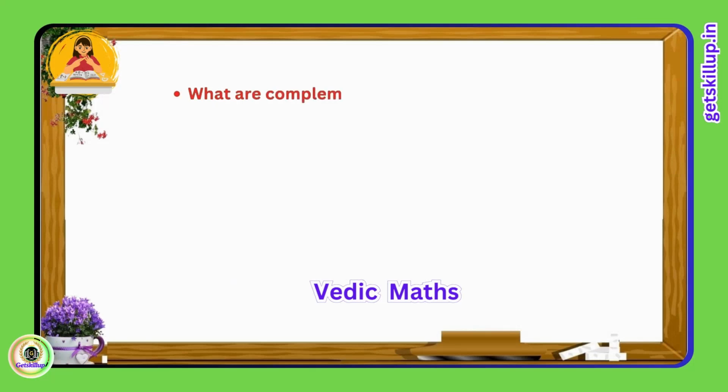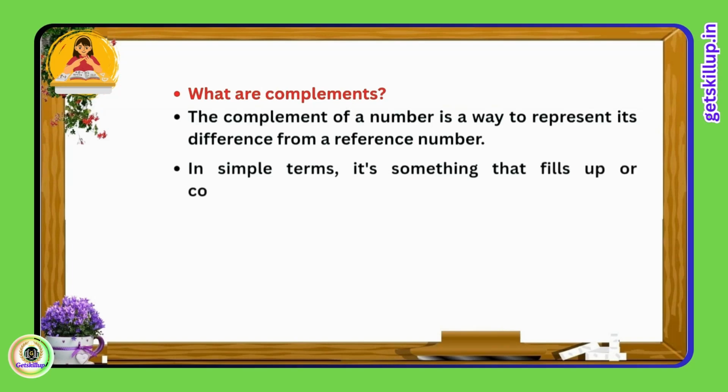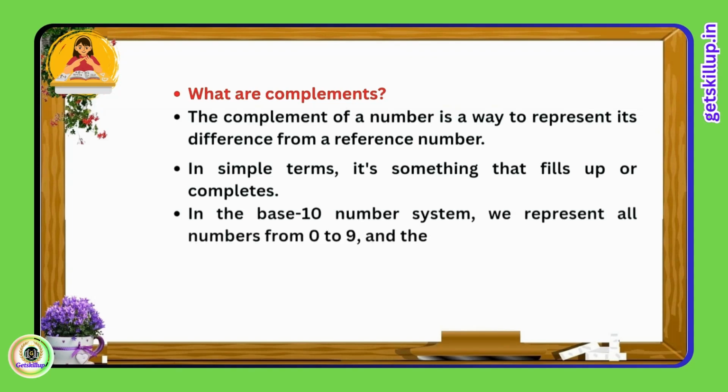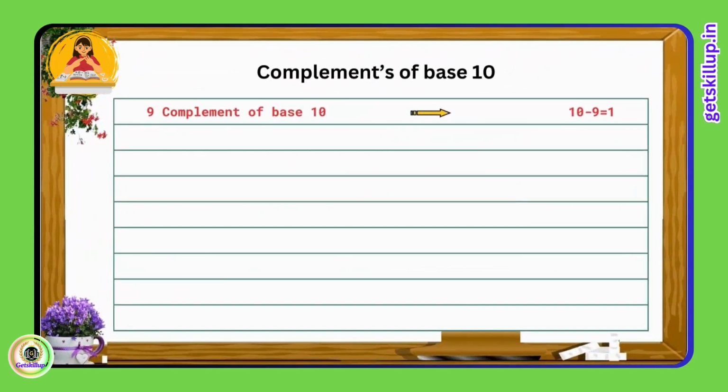What are complements? The complement of a number is a way to represent its difference from a reference number. In simple terms, it's something that fills up or completes. In the base 10 number system, we represent all numbers from 0 to 9, and the reference number is 10. So, the complement of 9 is 10 minus 9 equals 1.